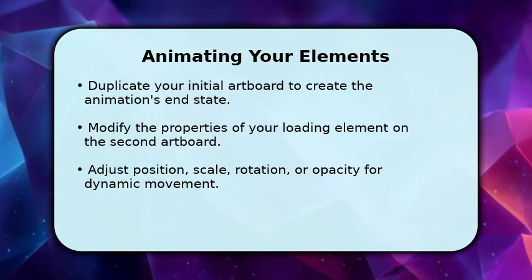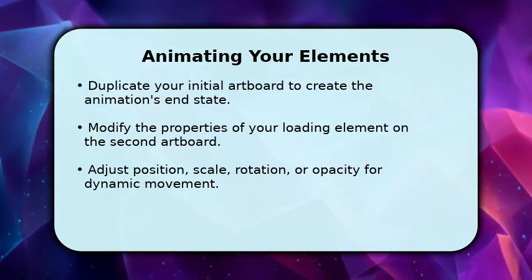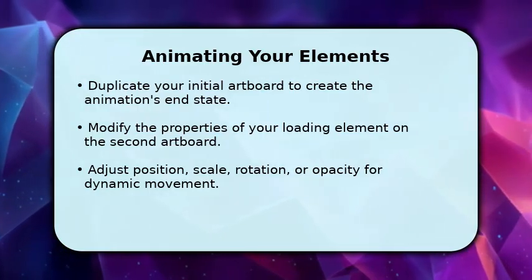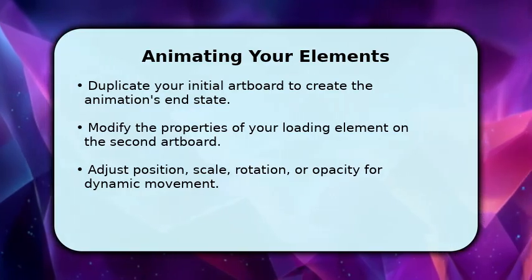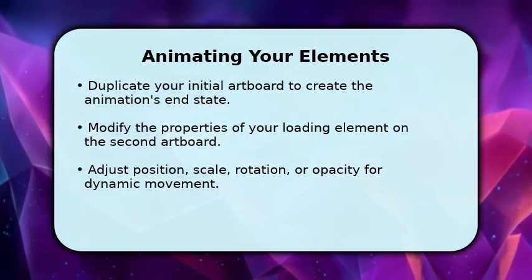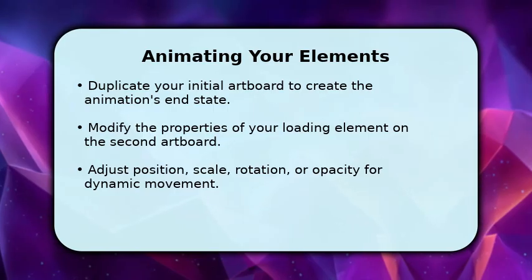Now duplicate your first artboard to create the second state of your animation. On this new artboard, modify the properties of your loading element. You can change its position, scale it up or down, rotate it, or adjust its opacity.